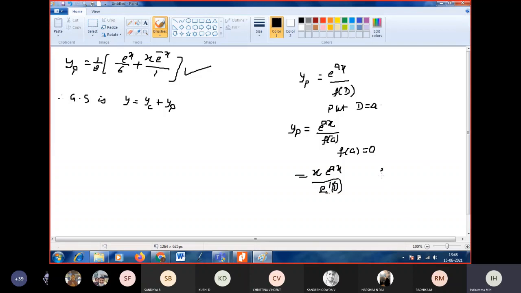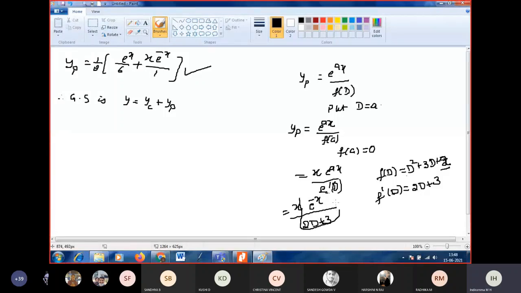In this problem, what is our f of d? D square plus 3d plus 2. Okay, so now differentiate. What is f dash of d? Differentiation of d square is 2d plus 3. Differentiation of 2 is 0. So this I consider here. For this problem, x into e power minus x divided by 2d plus 3 I consider. Next, the same procedure we have to follow for this one, not considering x. For further simplification, x you can keep outside.